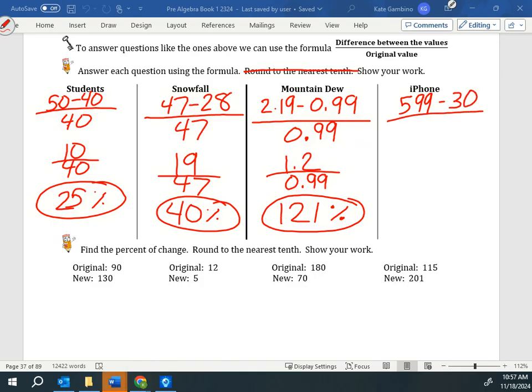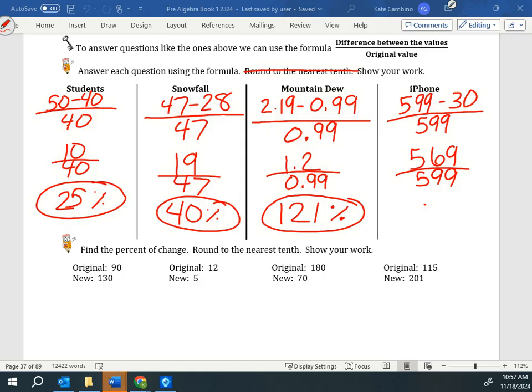And what was the original value I'm dividing it by? 599. So 599 minus 30 would be 569, divided by that original number, 599. 569 divided by 599 is what percent? David? 94%.